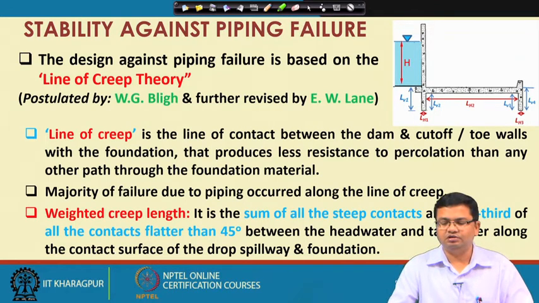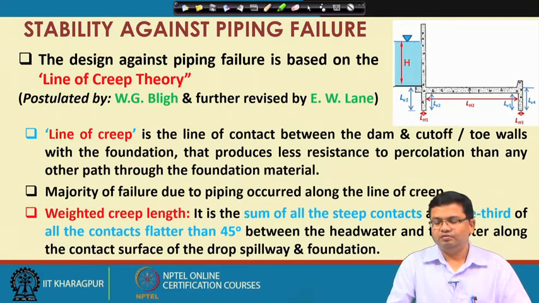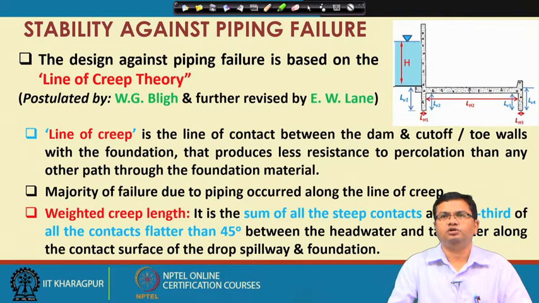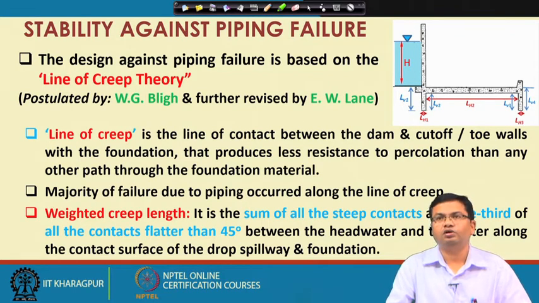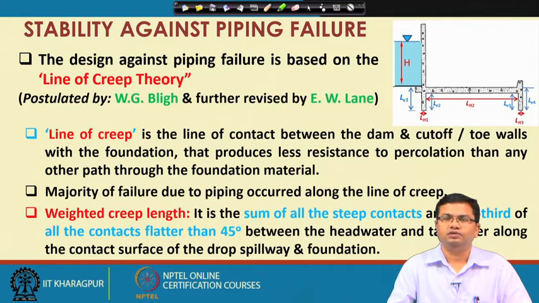If you see this figure, the values LV1, LV2, LV3 and LV4 are all steep contacts, the vertical contacts, and the distances LH1, LH2 and LH3 in this figure are all horizontal distances, and all these are called horizontal flat distances if the slope is less than 45 degrees.